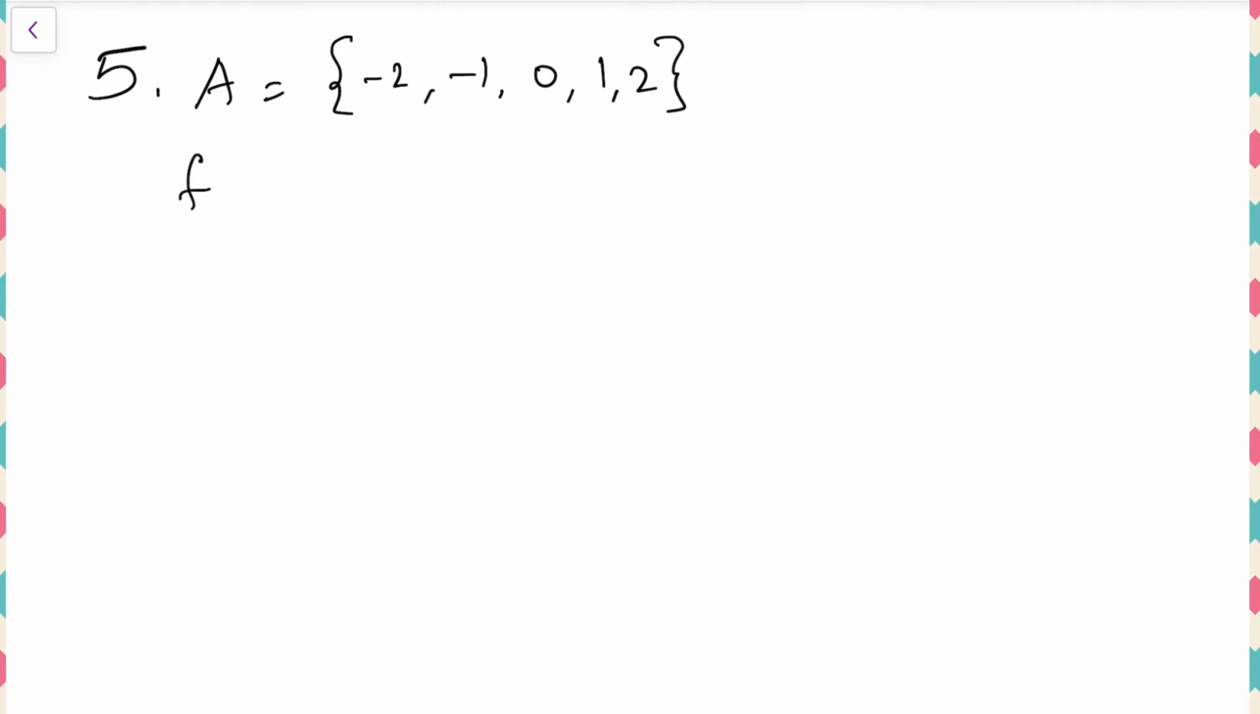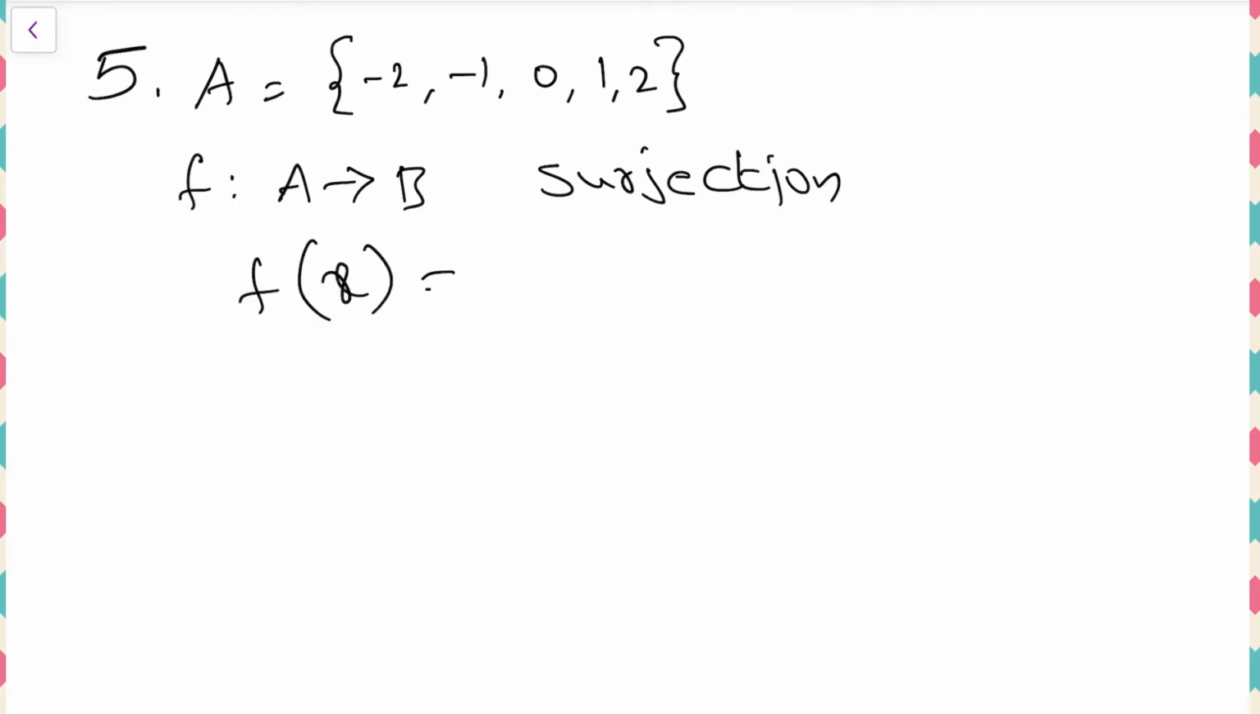And function f is from A to B, is a surjection. Surjection is nothing but an onto function. And the function is defined as f of x equals x square plus x plus 1. Then he is asking to find the set B.